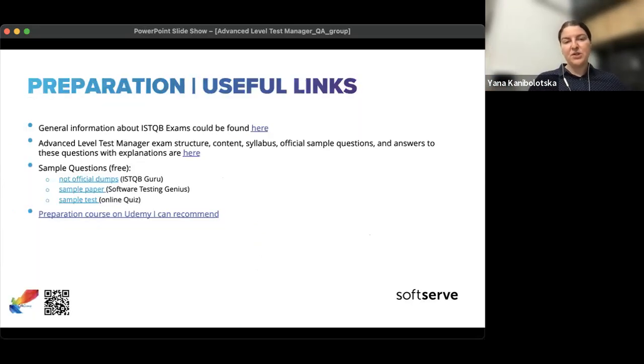So here are the preparation useful links about general information that I already shared. Structure, content, syllabus, official sample questions, they all are now on one page on the ISTQB site, so you can find everything there. And I have also collected some free sample questions, not from ISTQB. I didn't check all of them thoroughly, but at least on a high level, I did check all of them, and I played with some of them as well while I was preparing. And also, I am sharing here a link to this Udemy course I can recommend that I passed.